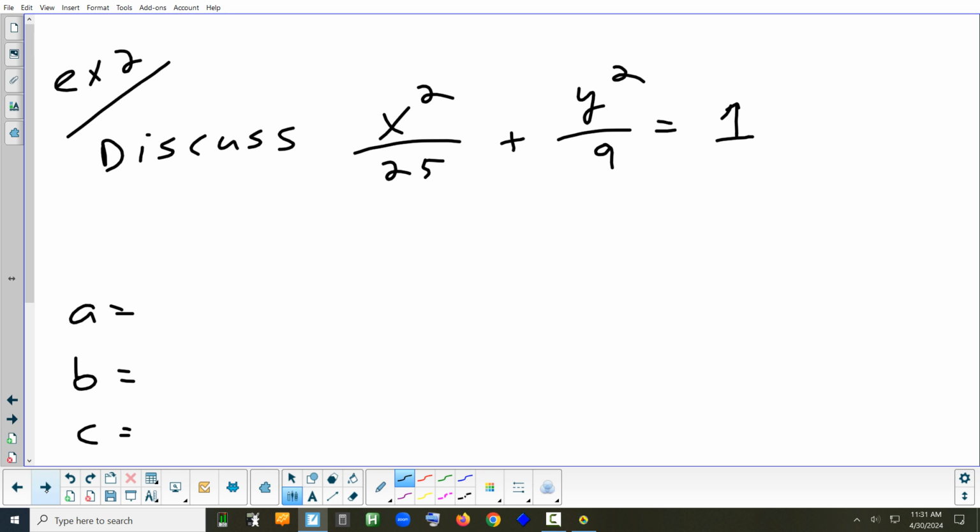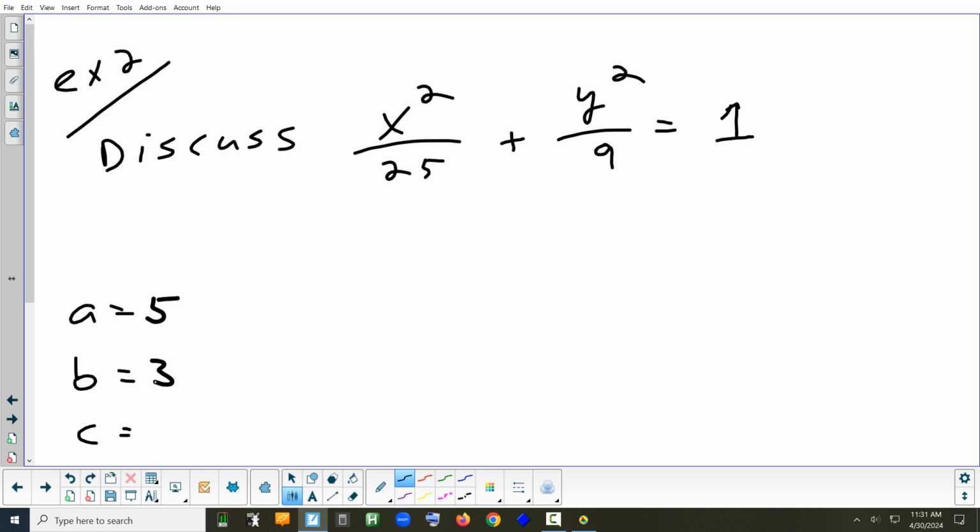Okay. What's a in this case? 5. Yep. It's always the square root of the bigger number. That's a. What's b? Yep, 3. The square root of the smaller number.